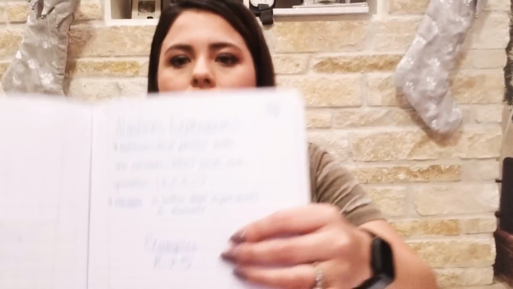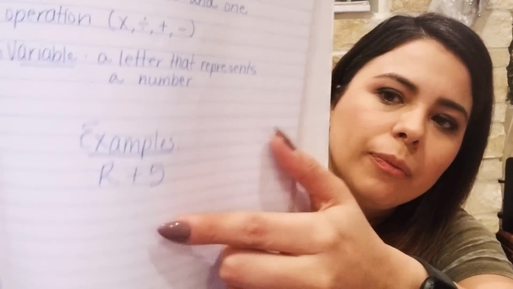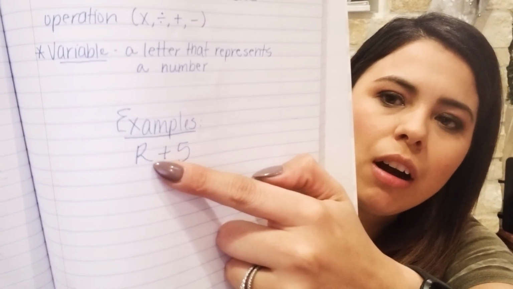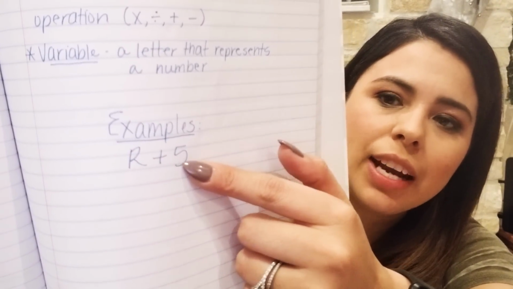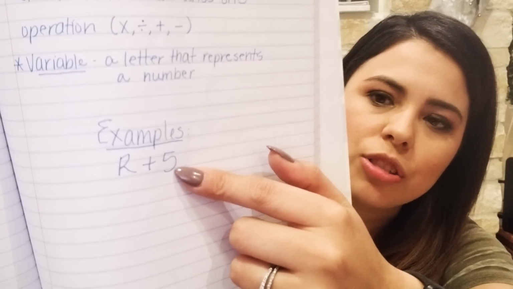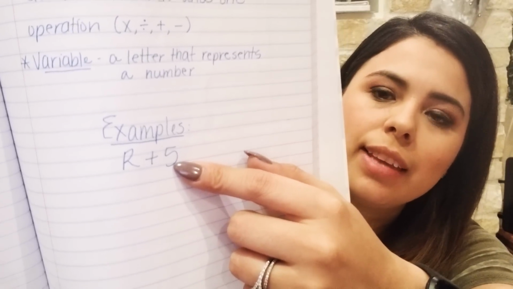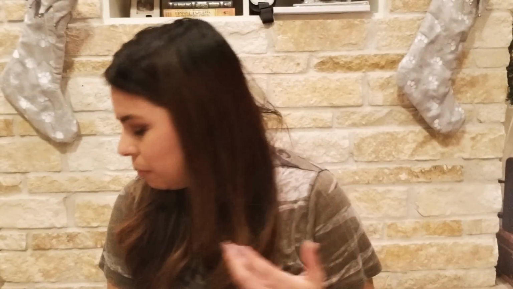So what we're doing is writing actual sentences that explain what is happening right here. What is happening to R? Something is being added to R. 5 is being added to R. So I need to think of ways that I could say this in a sentence. One way I would say that would be, a number increased by 5. Okay, so that's one way to say that.